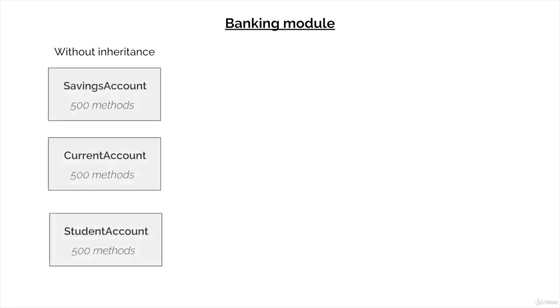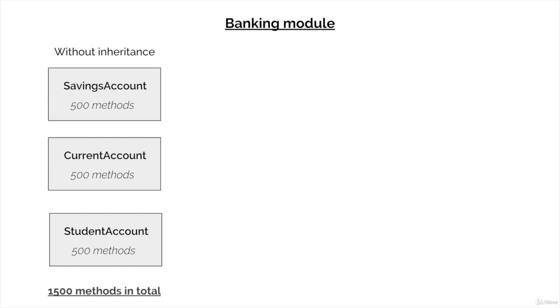So without inheritance, you will have different kinds of accounts in the bank: savings account, current account, student account. To have the functionality of a savings account in your module, you need 500 methods. Similarly for the current account, and similarly for the student account.